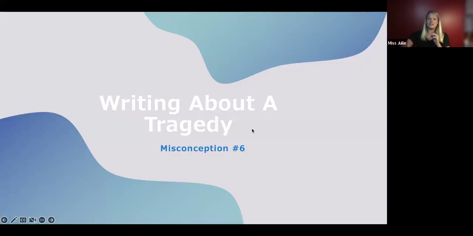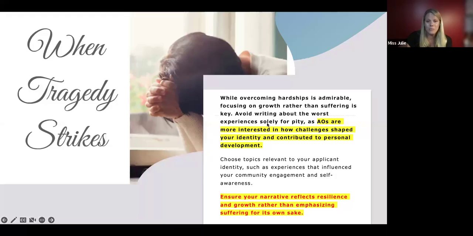Our common misconception number 6 is writing about a tragedy, right? When tragedy strikes, it is awful, right? We've all been through hard things in our life, overcome extreme hardships, some of us worse than others, right? And it's an admirable trait to show that you can persevere. To focus on your growth rather than suffering is going to be your key, though.